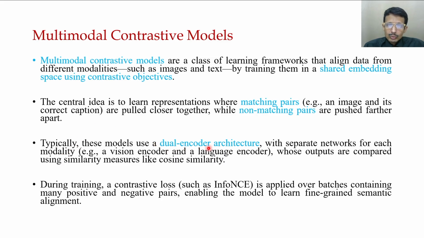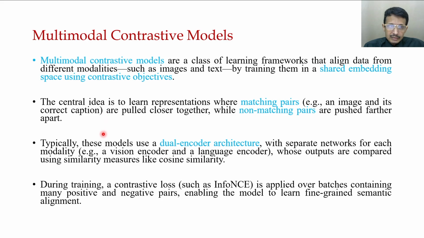Typically, these models use a dual encoder architecture with a separate network for each modality, a vision encoder and a language encoder, whose outputs are compared with a similarity measure like cosine similarity. During training, a contrastive loss such as InfoNCE is applied over batches containing many positive and negative pairs, enabling the model to learn fine-grained semantic alignment. So it is very important to understand that the semantic alignment is very important here.